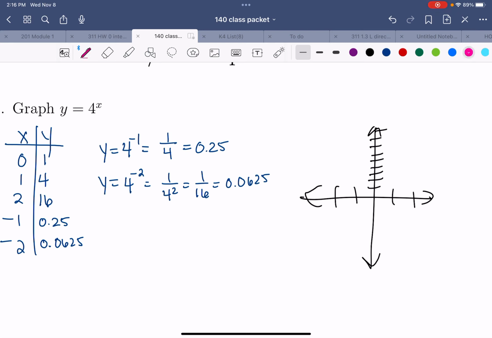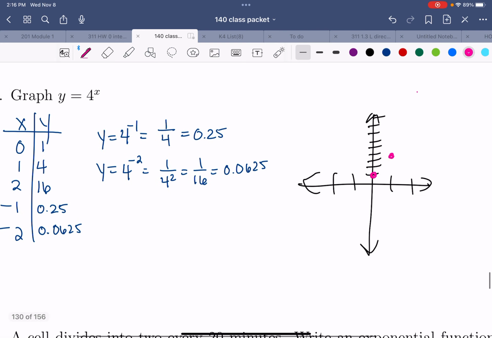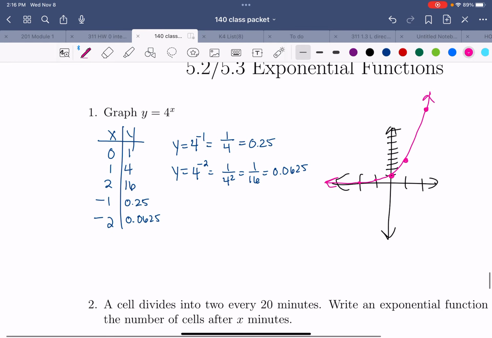So at 0, 1, I get a point. At 1, 4, I get a point. And at 2, 16, so somewhere way up here. And then I get 1/4 and something super close to 0. So it looks like this. It never crosses the x-axis, never goes below it, okay? So it's never equal to 0 and it's never negative.